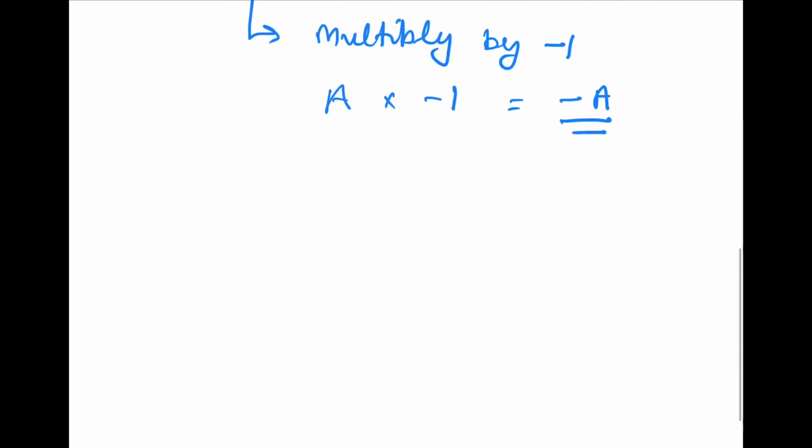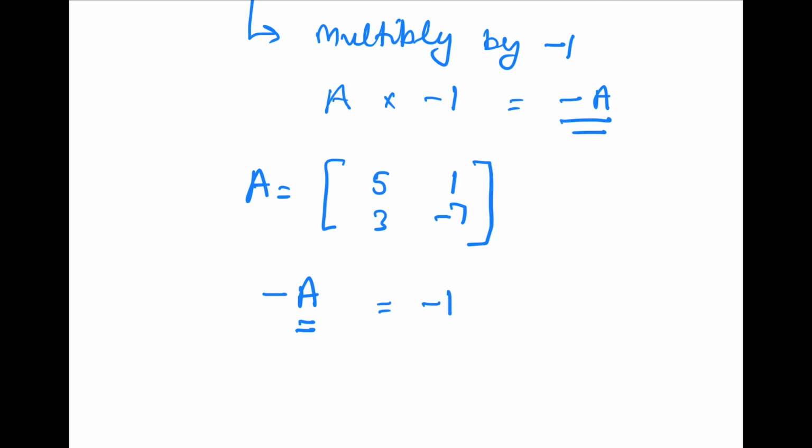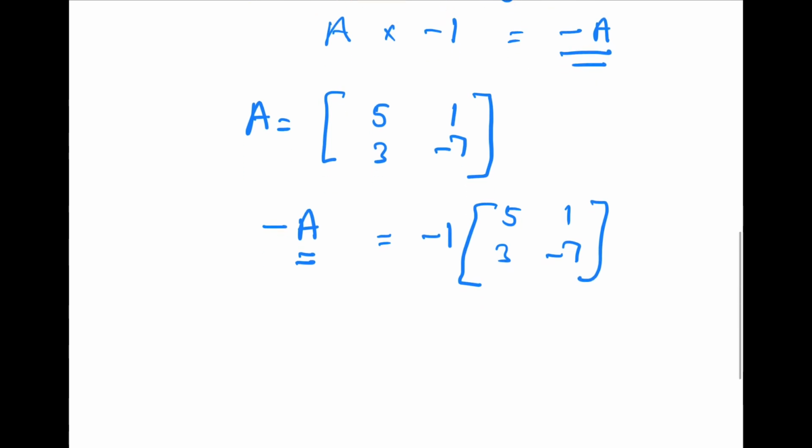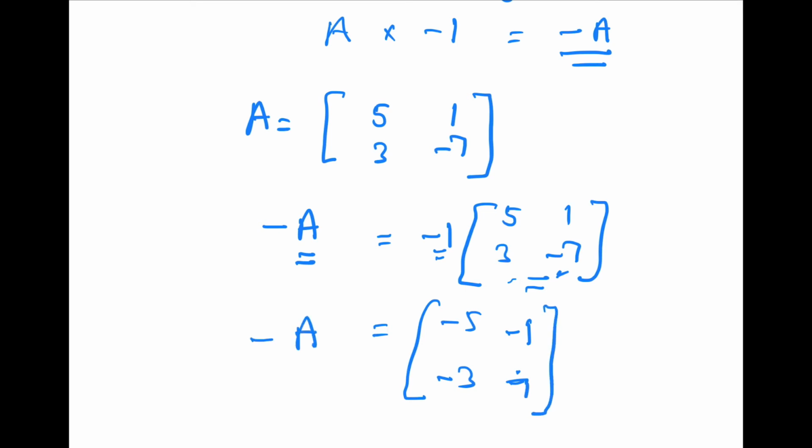For example, let us say that A is equal to 5, 3, 1, minus 7. Then minus A, or negative of matrix A, will be equal to minus 1 times 5, 3, 1, minus 7, and that will be equal to minus 5, minus 3, each element of this matrix being multiplied by minus 1, then minus 1, and minus 1 into minus 7, that will be 7. So, this is the negative of matrix A.